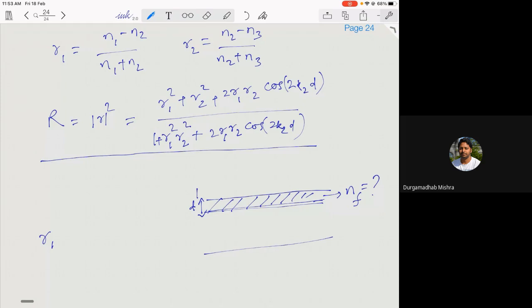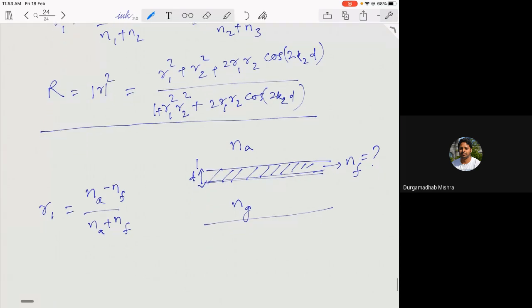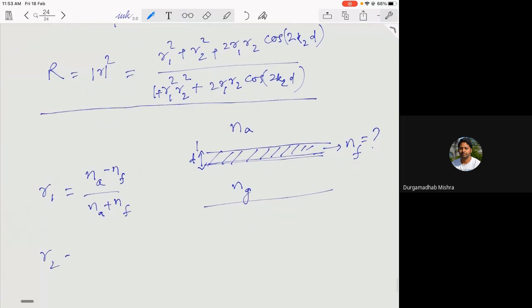So R1 is equal to NA, this is your NA, and this is, let's say, your NG. So it will be (NA minus NF) by (NA plus NF). So R2 will be equal to (NF minus NG) by (NF plus NG).